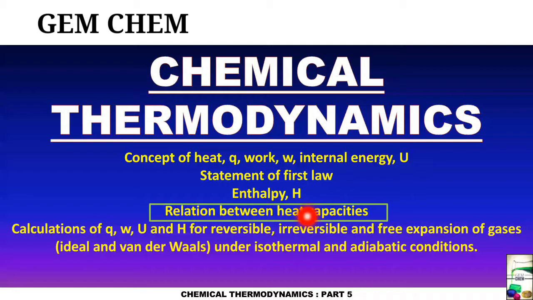Today's video is on chemical thermodynamics part 5, and here we are going to deal with the relation between heat capacities. Now what are the heat capacities? Cp and Cv. We will derive the relation between heat capacities for both ideal gas as well as van der Waals gas. For this derivation we would require all the knowledge of chemical thermodynamics, which we have already dealt with in 4 parts of chemical thermodynamics videos.